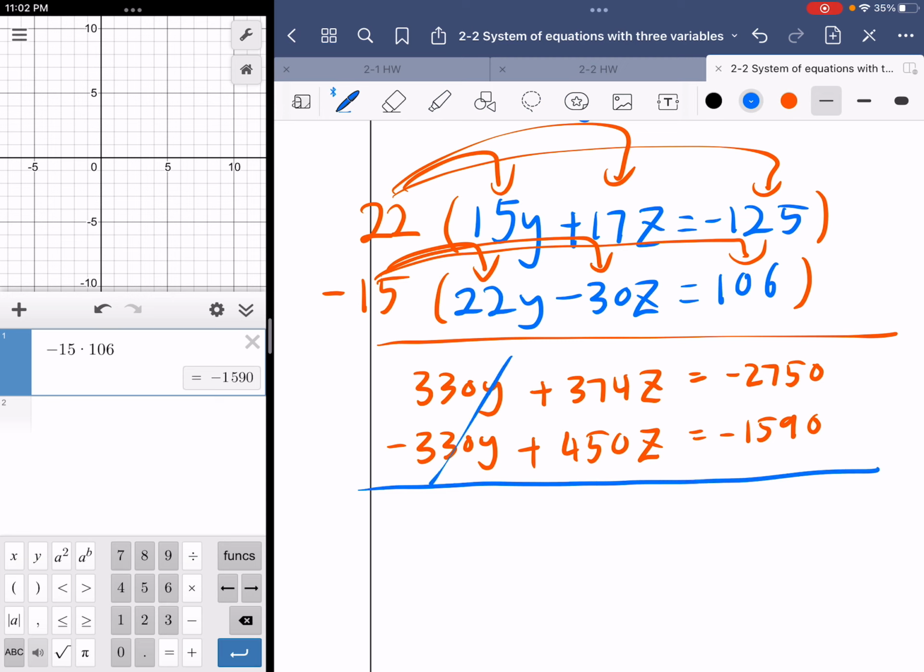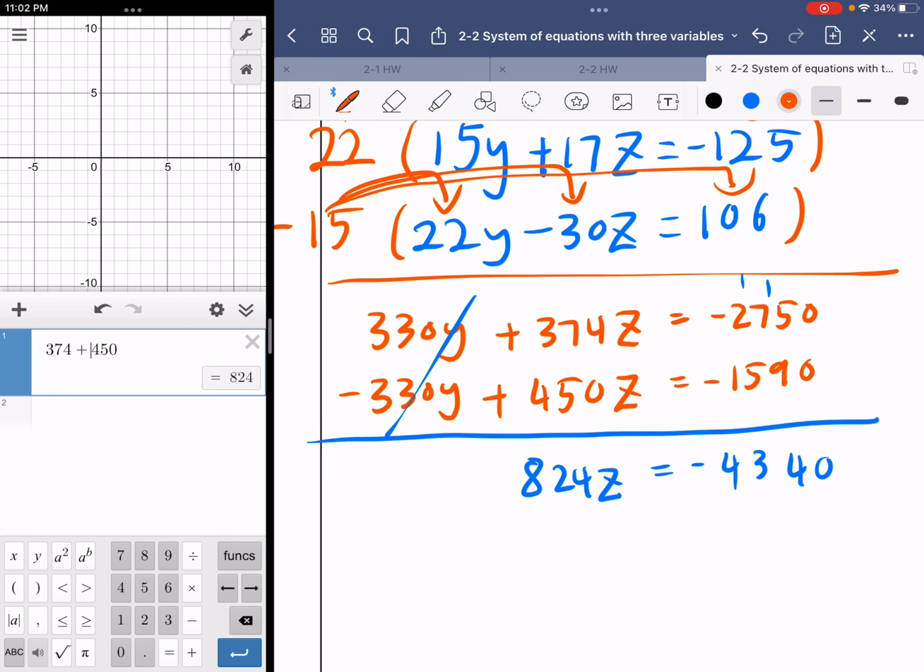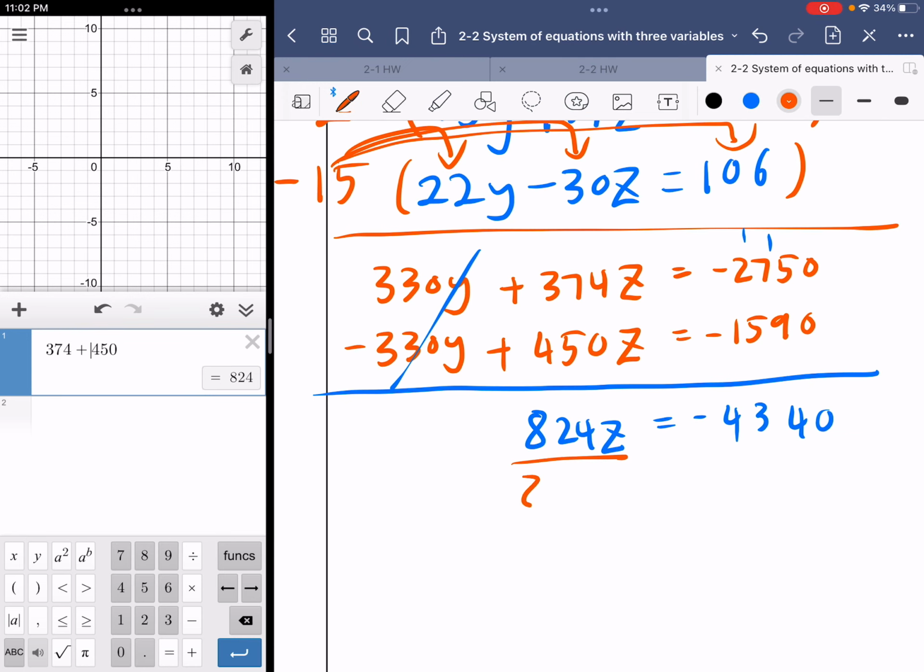So these two will disappear. And 374 plus 450 is 824. Z equals, remember, same sign, you add and keep the sign. Same thing here, it is negative, so you add. So it's going to be negative 4,340. Okay. And now you divide it.